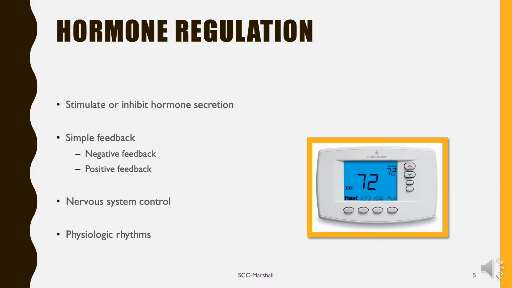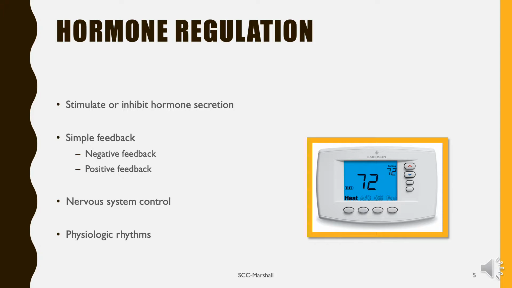As far as hormone regulation, there are various mechanisms that either stimulate or inhibit hormone synthesis and secretion. These include simple feedback, nervous system control, and physiologic rhythms. We're going to focus on feedback mechanisms, but keep in mind that in addition to chemical regulation, the nervous system and things like circadian rhythm are also going to play a role in regulating hormones.